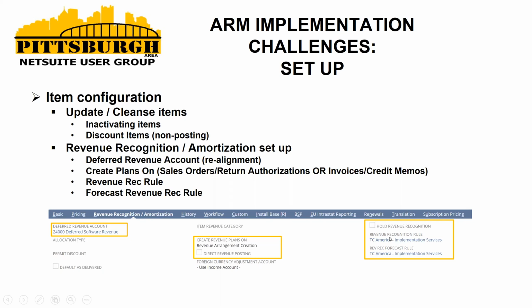There is the ability to have two different rules. You can have your revenue recognition rule and a forecast rule. Ours are typically the same. I should say, they always are the same for us, but there is the ability to change how you're reporting for the forecast if you want.